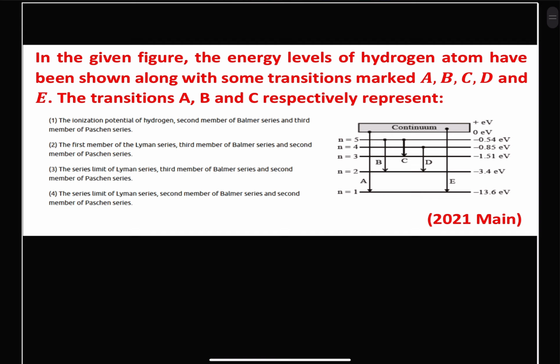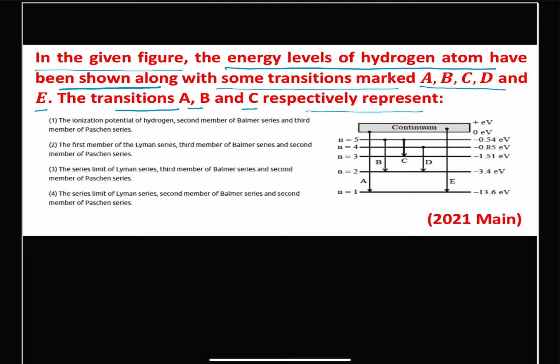So first question: in the given figure, the energy levels of hydrogen atom have been shown along with some transitions marked A, B, C, D and E. The transitions A, B, C respectively represent. So we are given transitions A, B, C, D and E, and various levels. Levels start from N1, and maximum it goes to infinity. Before infinity the highest one is N equal to 5.